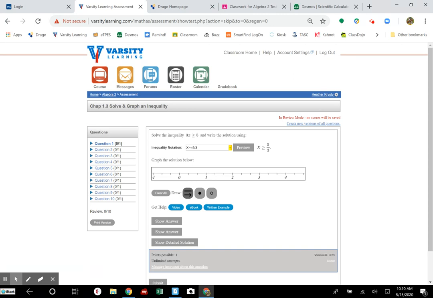Now, remember, we talked about knowing what this is equal to. Well, 5/3 is 1 and 2/3. 1 and 2/3 is between 1 and 2. Notice how this is separated into thirds already. So this would be 1 and 1/3, 1 and 2/3. 1 and 3/3 is actually 2, right? So what kind of dot do we need? Here you have your closed dot and open dot. We need a closed dot because of the symbol. We're going to put that at 1 and 2/3.